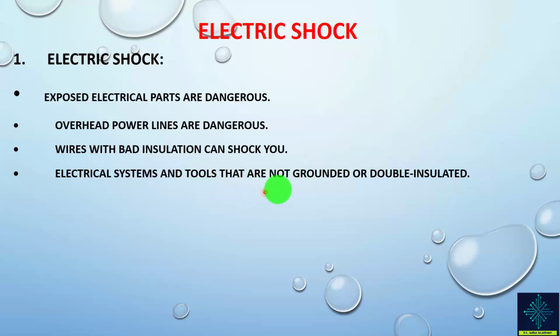Electrical systems and tools that are not grounded or double insulated are also a source of hazard. Working with tools is something inevitable. We have to work with tools, but we have to make sure that these tools are properly double insulated and properly grounded, so that whenever there is a leakage or something like this, our RCDs will trip, or ELCBs will also trip.